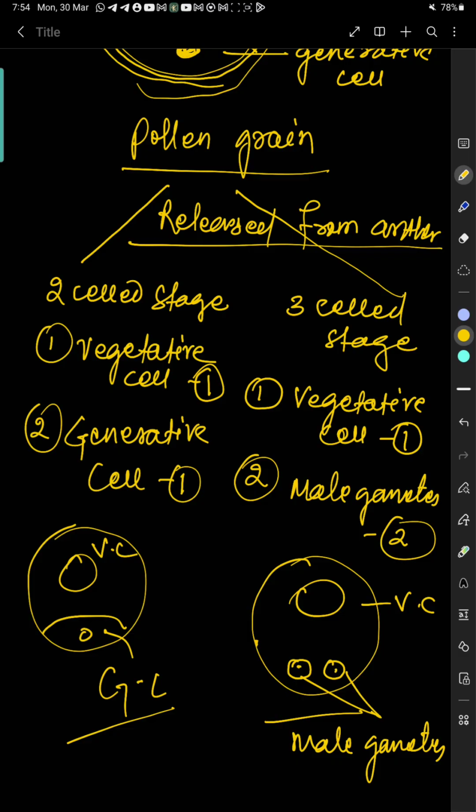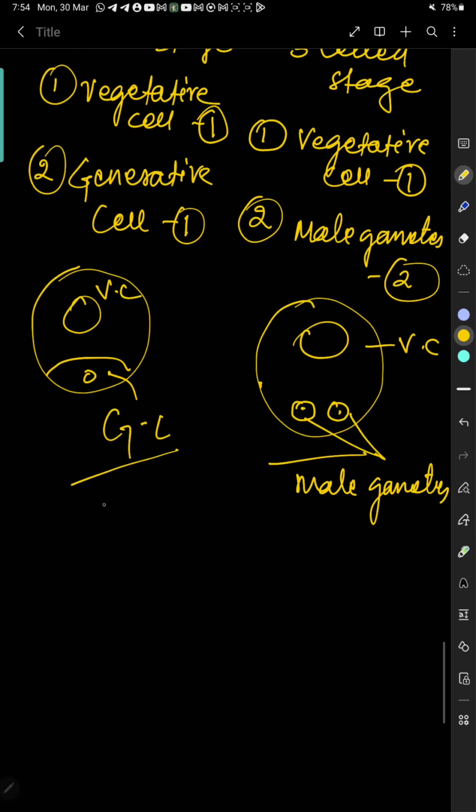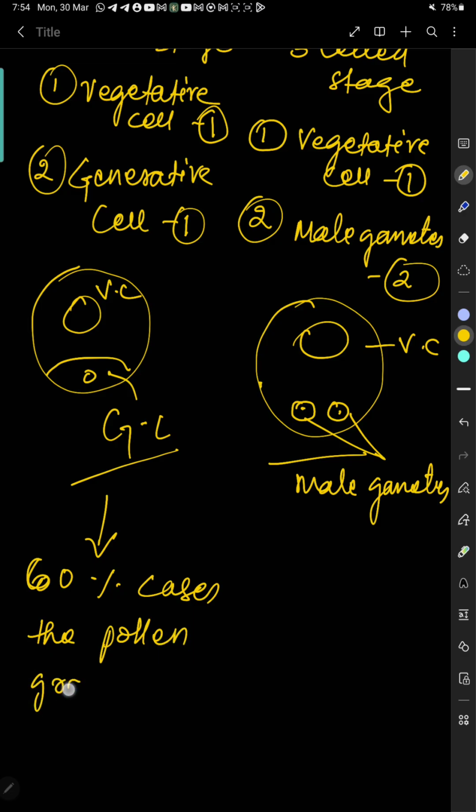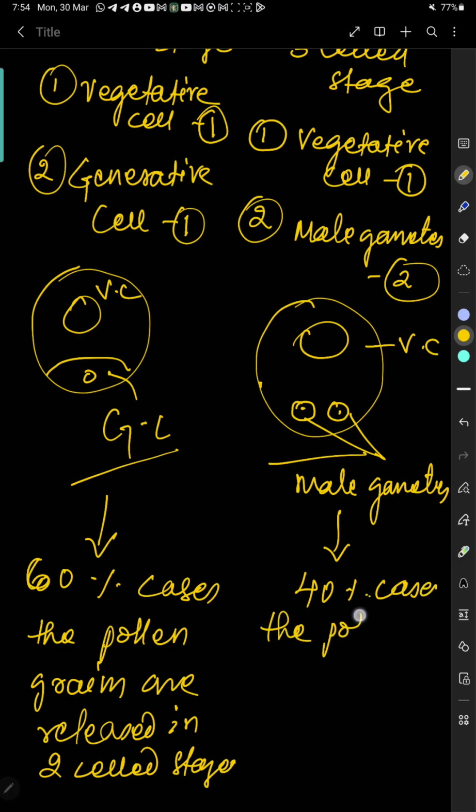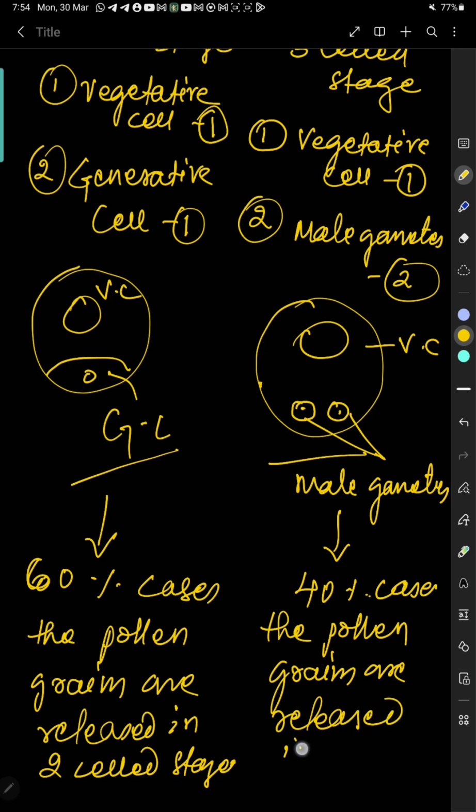Now the generative cell is spindle shaped, and remember children, in 60% of cases the pollen grains are released in the two-celled stage, and in only 40% of cases the pollen grains are released in the three-celled stage. I think it is clear to you.